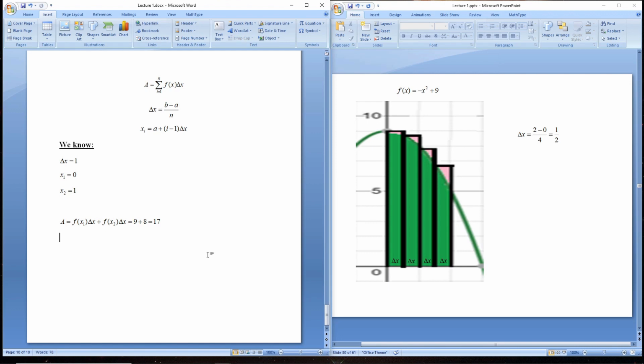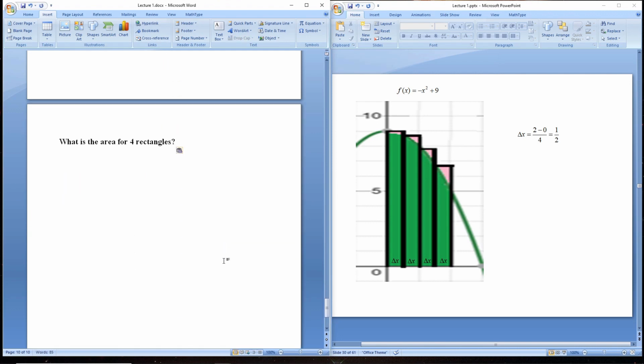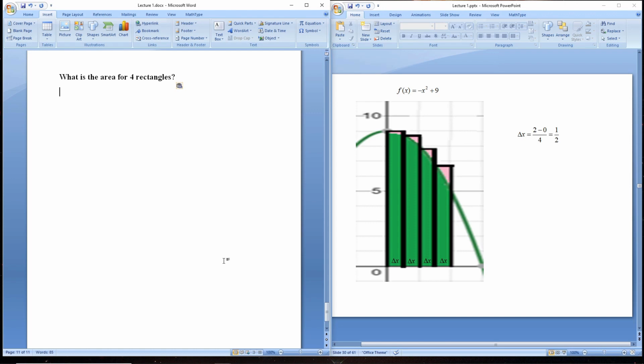So now the question we're going to try to answer is, what is this area if we use 4 rectangles? So let me write out, I think it's always important to understand what is going to be given. Now again, what is given is the function. I'm giving that to you, minus x squared plus 9. I also have to give you the starting point, which I'm saying is a equals 0. I have to give you the end point, which I'm telling you is b equals 2.